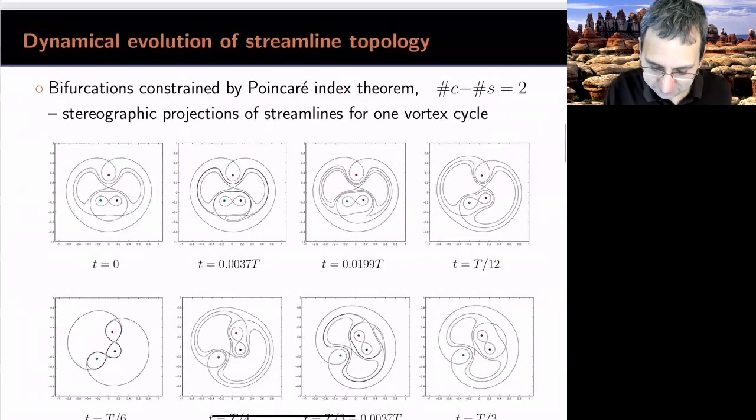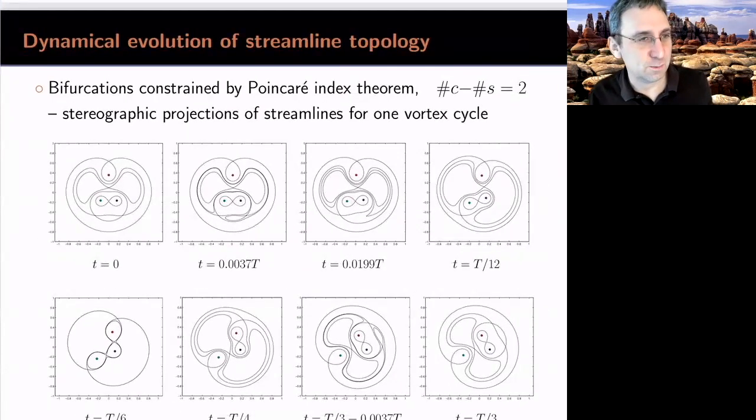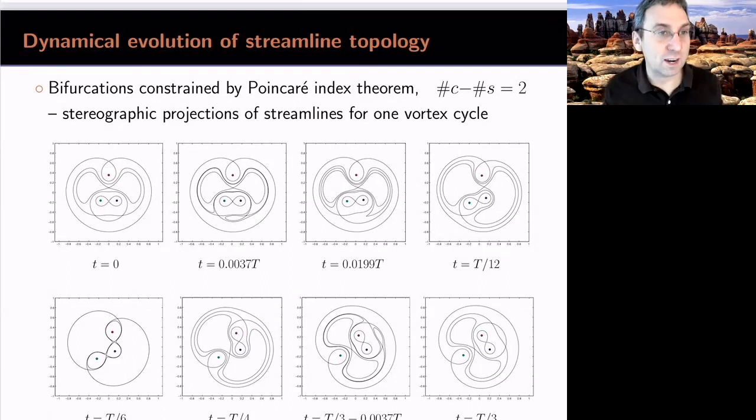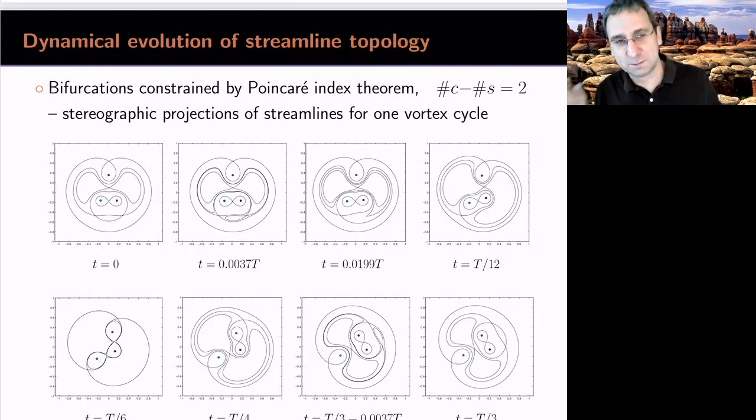But up here at the top, you can see the bifurcations of this system were constrained by, here I didn't mention Hopf, but the Poincaré index theorem. So the number of centers minus the number of saddles equals 2. Now, why is this? Because each center has an index of +1. Each saddle has an index of -1. And the sum of the indices of all fixed points must equal the index of the space. In this case, it's a sphere, so 2.